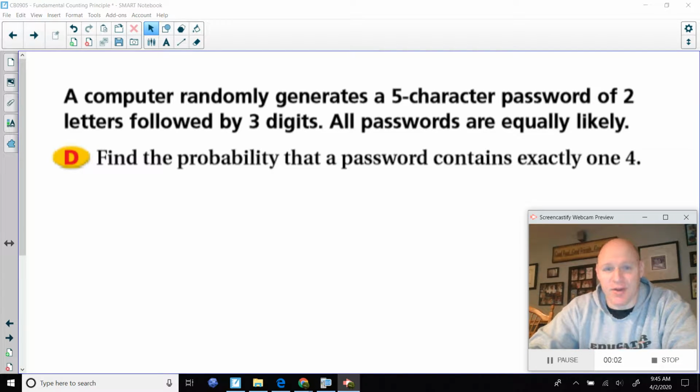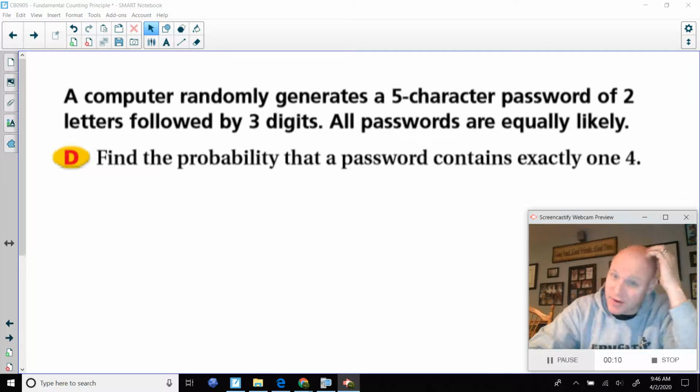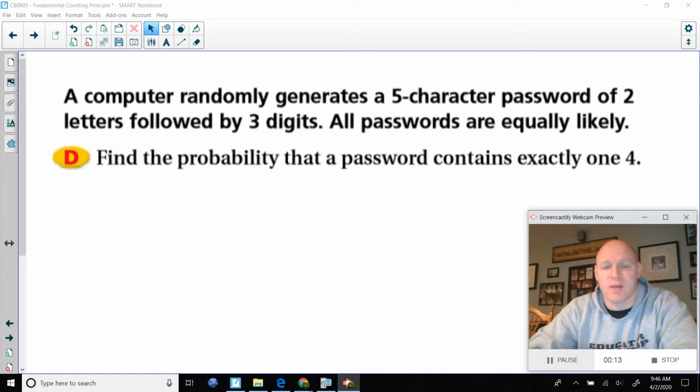For our next example, we're going to do the same thing. We're just going to do favorable over total, but this time we have to figure out how many favorable responses we're going to have. Computer generates a 5-character password, 2 letters followed by 3 digits. All passwords are equally likely.